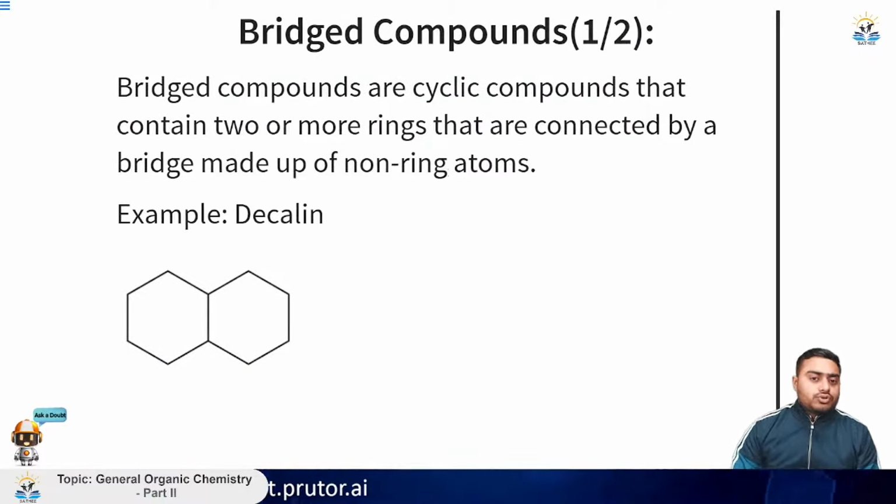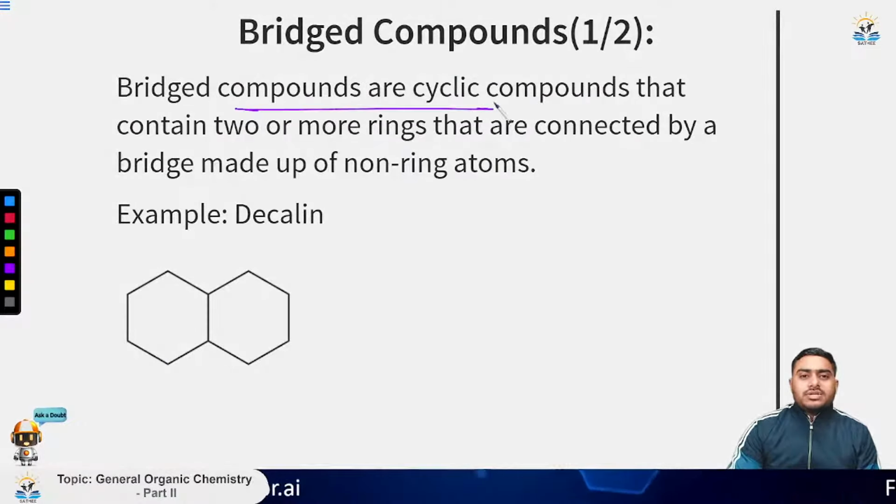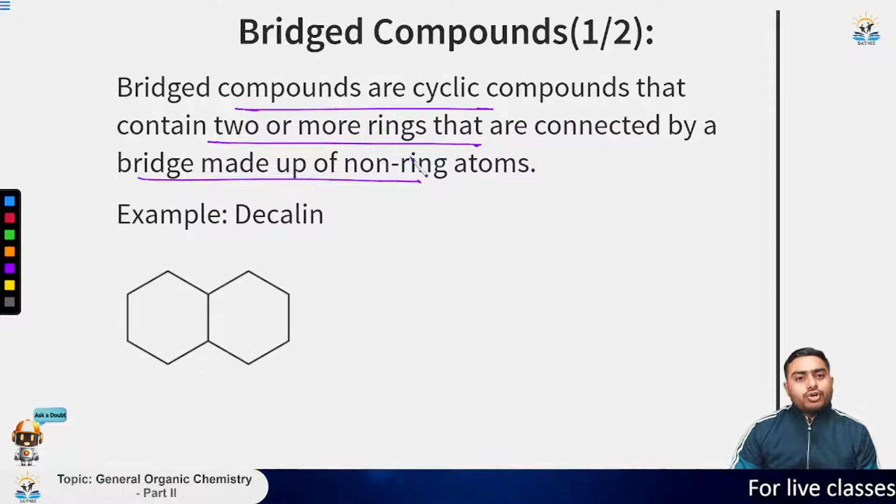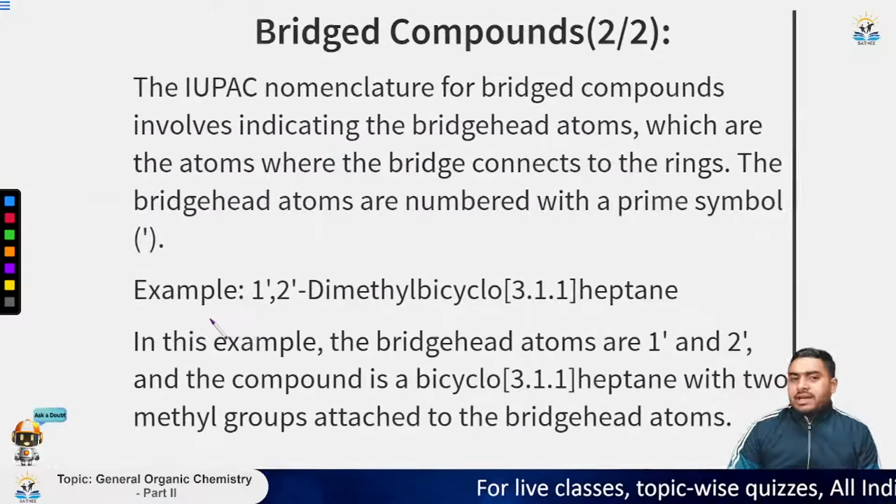Next, bridged compounds. Bridged compounds are cyclic compounds that contain 2 or more rings connected by a bridge made up of only non-ring atoms. Example, decalin. You can see again 2 common atoms are there. Let's move to the next one.